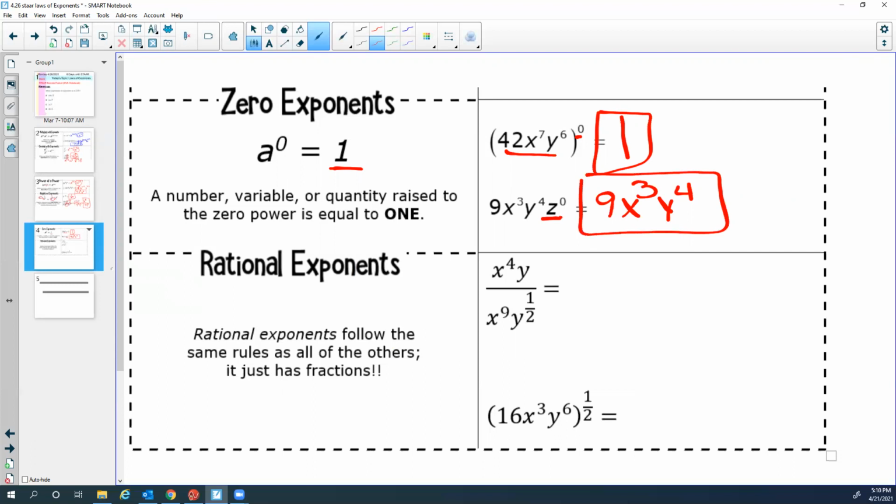Lastly, rational exponents. Basically, guys, that just means fractions. Whenever you have fractions, you're going to do the same rules as you did before. On this one here, we're still dividing, so that means we are subtracting our exponents. So our x's, we are going to do 4 minus 9, which gives me x^-5. So our x's are going to be on the bottom. My y's, I'm going to do 1 minus 1/2 to give me y^1/2, meaning the y's are on top.